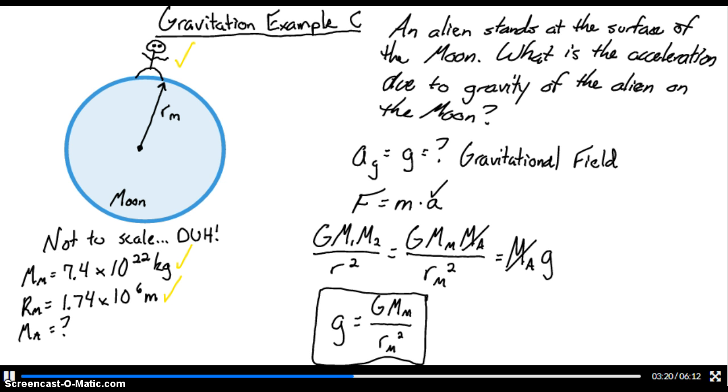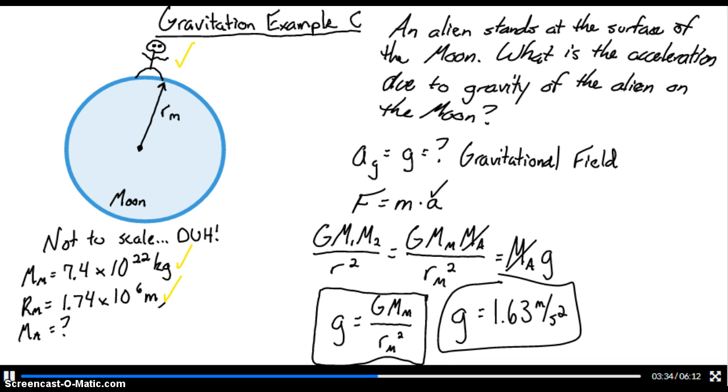If we were to find that value on the moon, we would find that the acceleration due to gravity on the moon is 1.63 meters per second squared. That's simply plugging in our values that I had check marked over here, the mass of the moon as well as the radius of the moon. There you go. Well, let's take this a little bit further.